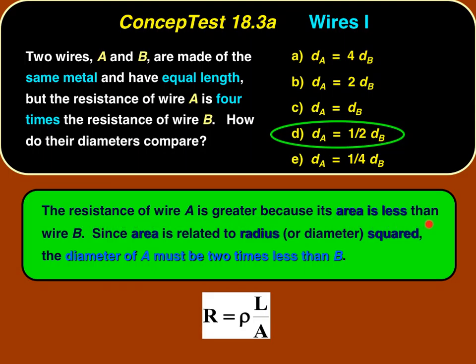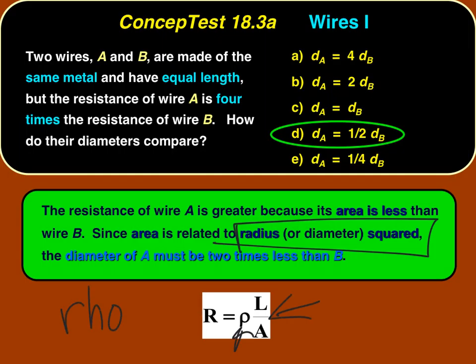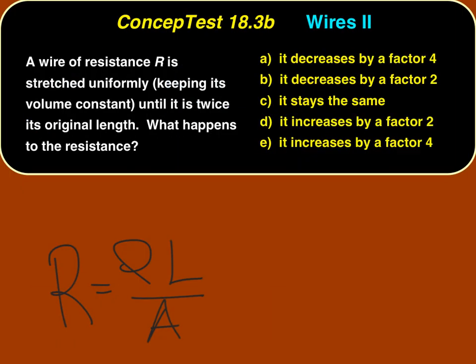So what do we say? The resistance of wire A is less than wire B. Area is related to the radius squared. There's that relationship again. And here's our formula. What's that thing called? Rho. Oh, here it is again.